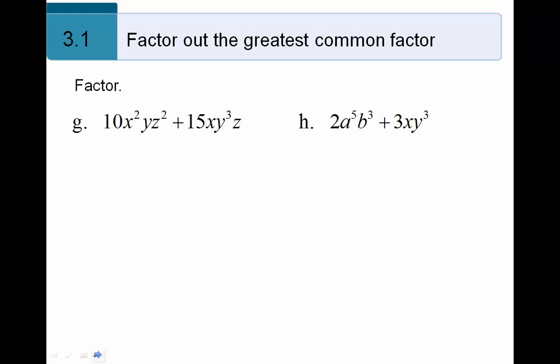All right, let's factor these. G, we have a binomial. The GCF of 10 and 15 is 5. The GCF of x squared and x is x. The GCF of y and y cubed is y. The GCF of z squared and z is z. And so I'm going to divide each of these by 5xyz.